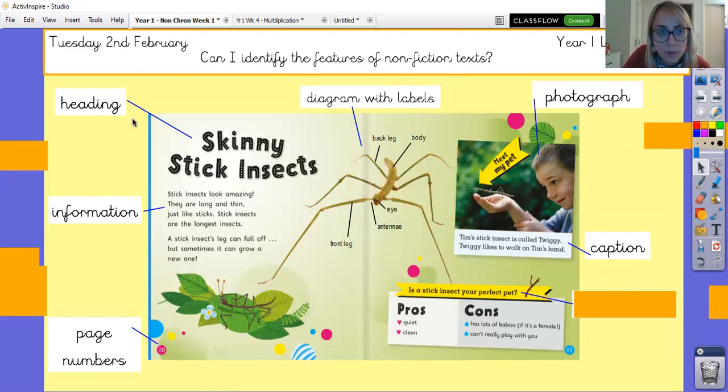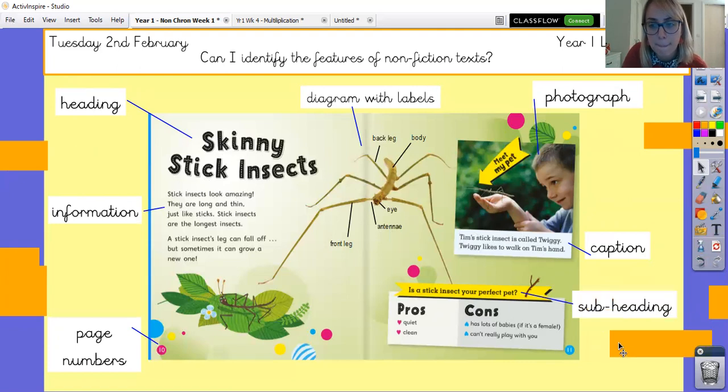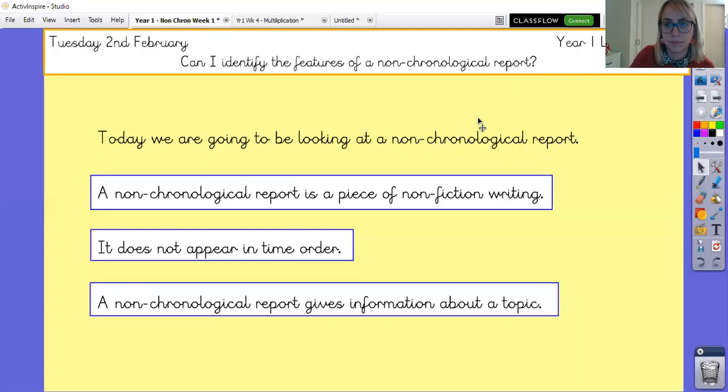So we explored that we had a heading at the top of the page. We also have another type of heading. Can you remember what this type of heading is? That's right, it's the subheading, so a smaller heading which helps you organise your information. Hopefully you remembered lots from yesterday's learning.